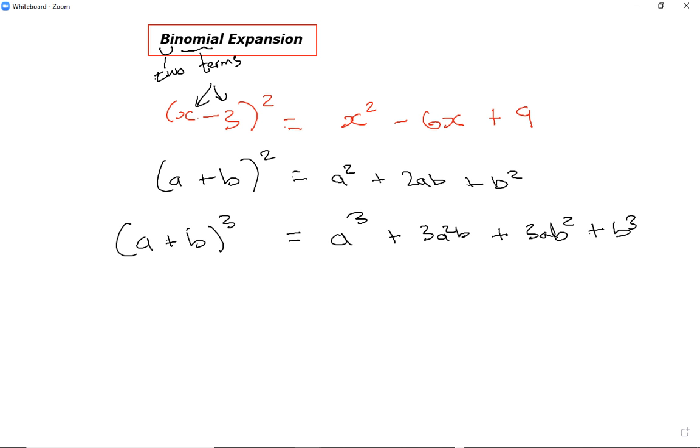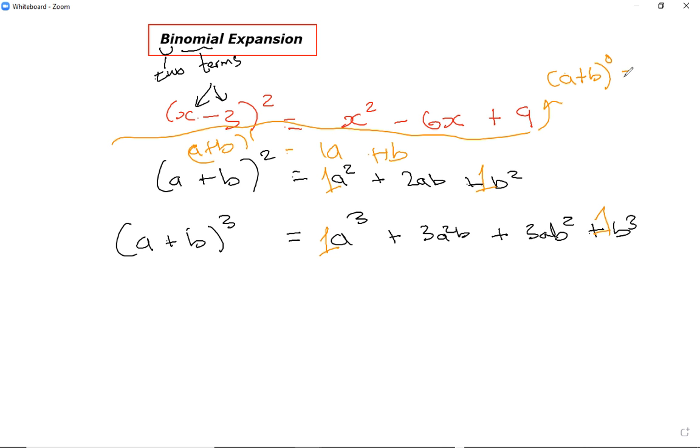The whole idea behind this is for Pascal's triangle to form. From here onwards, we can see the coefficients: coefficient 1, 1, 1, 1. And if I had a plus b to the power of 1, that's simply a plus b, which is 1 and 1. And if I had a plus b to the power of naught, there's one more level in here. It's simply equal to 1.